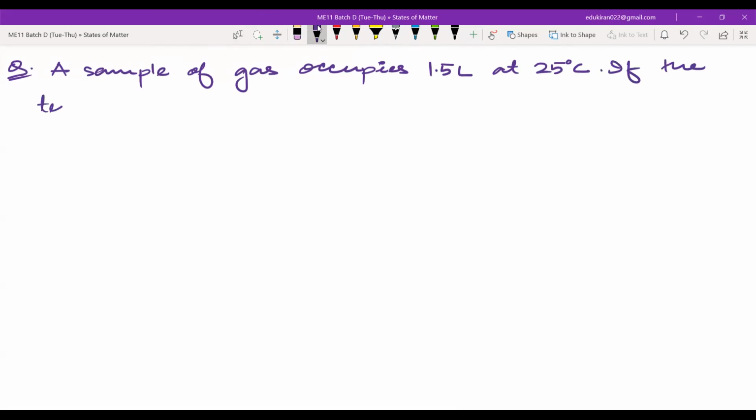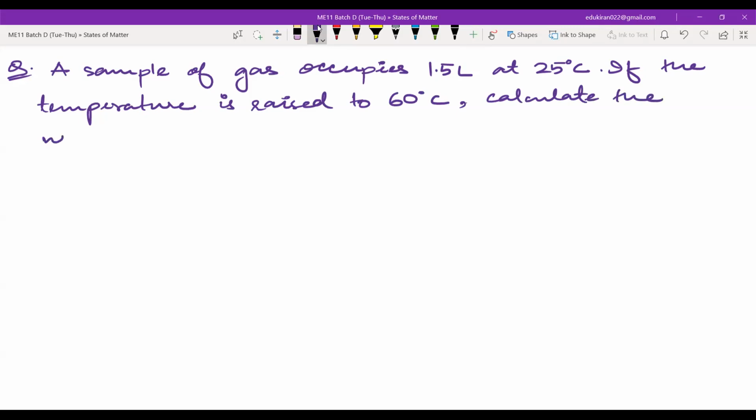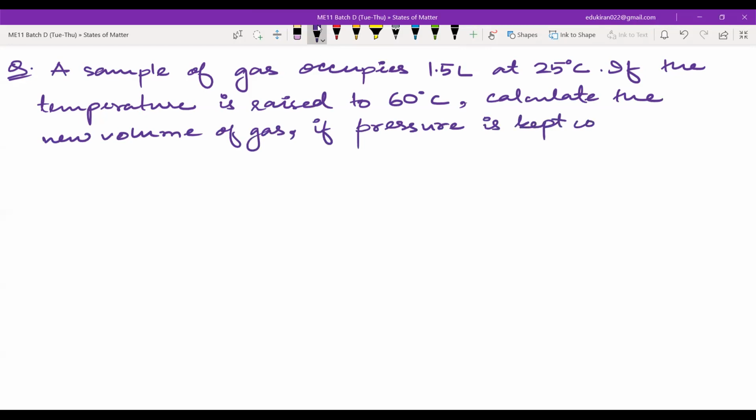If the temperature is raised to 60 degrees Celsius, calculate the new volume of gas if pressure is kept constant. Okay, write this question down.